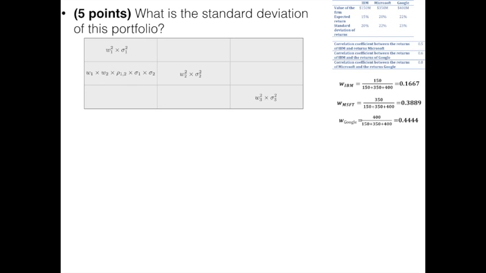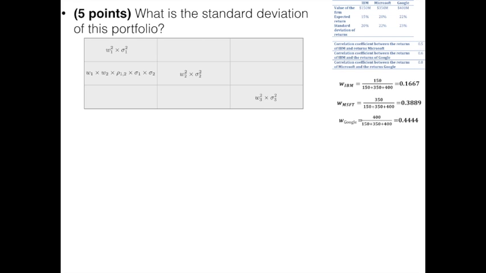So this would be W1, the proportion that you invest into IBM, times W2, the proportion that you invest into Microsoft, times the correlation coefficient between IBM and Microsoft. And you can see in this table that the correlation coefficient between the returns of IBM and the returns of Microsoft is 0.5. So this is rho. This is the Greek letter rho. This is not P. This is the correlation coefficient, and it is equal to 0.5. You can see it in this table. Times the standard deviation of IBM times the standard deviation of Microsoft.